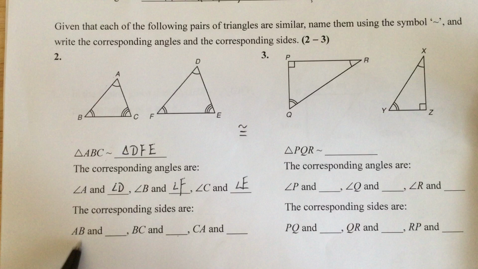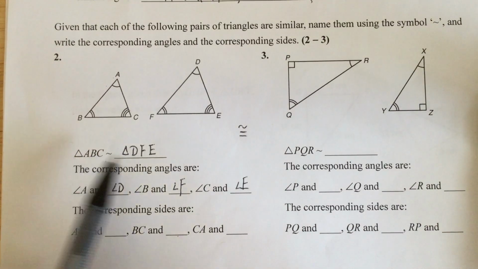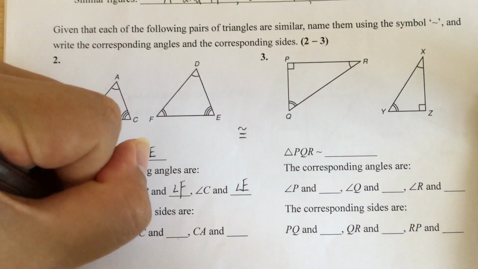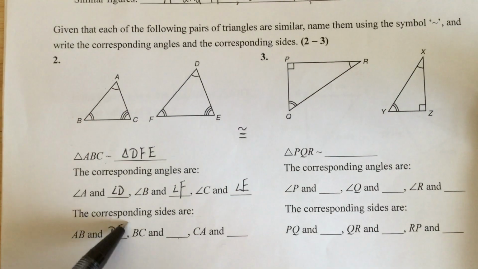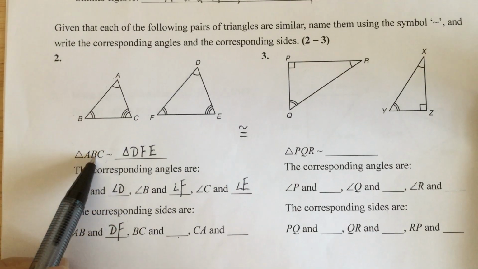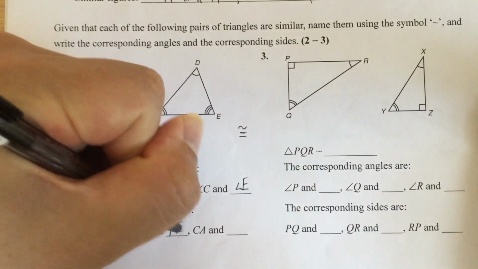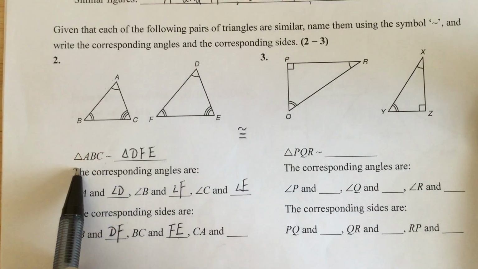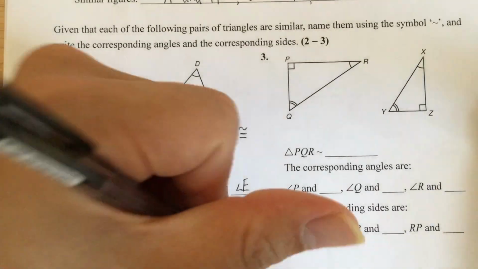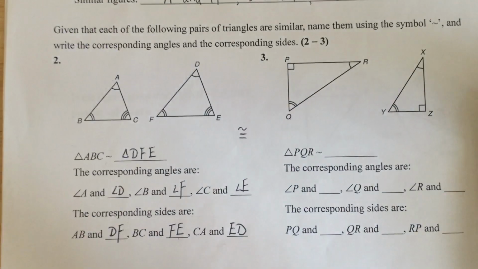And AB, that means AB is the first 2 letters, you have DF. And for BC, the last 2 letters, we will have FE. And finally, CA, that means this is ED, not DE. Okay, so we will have something like this.